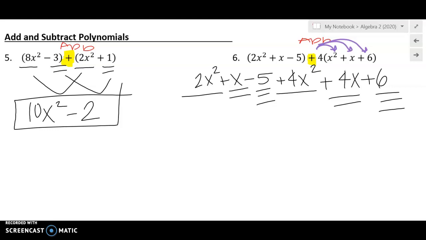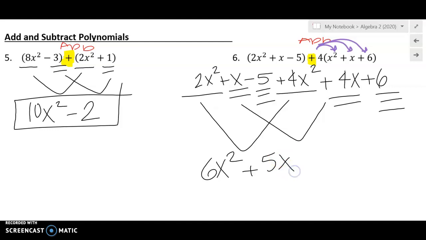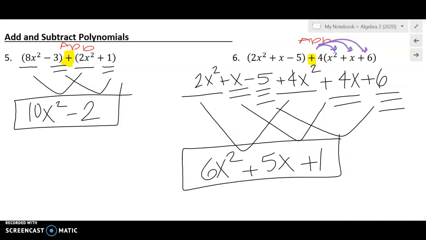Now I want to put it in descending order, so I need to put the 2x squared plus 4x squared, which is 6x squared, in the front. And then I'm going to put this next term, which would be the x's. So x plus 4x would be a 5x. And then I'll put the numbers. Negative 5 plus 6 would actually be a positive 1. And that's in the proper order. I added them together. I combined the like terms. And that would be it. Simplified all the way.